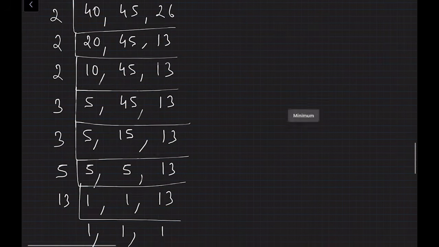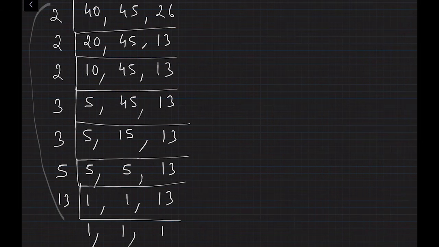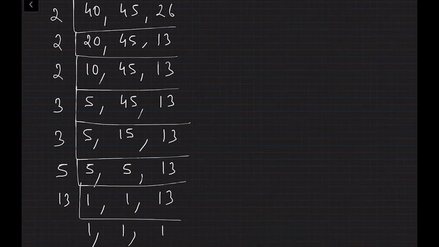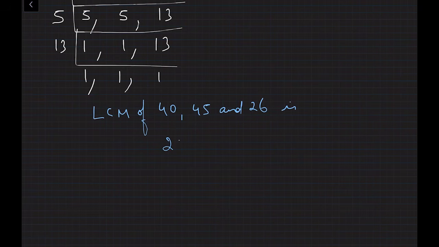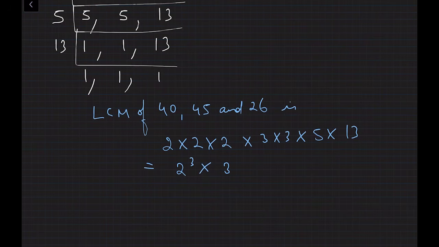The next step is to multiply all these prime numbers. When we multiply all these prime numbers, we get a number and that will be our LCM. Therefore, the LCM of 40, 45 and 26 is 2 into 2 into 2 into 3 into 3 into 5 into 13. That is nothing but 2 to the power 3 into 3 to the power 2 into 5 into 13, that is equal to 4680. This is the LCM of the three numbers.